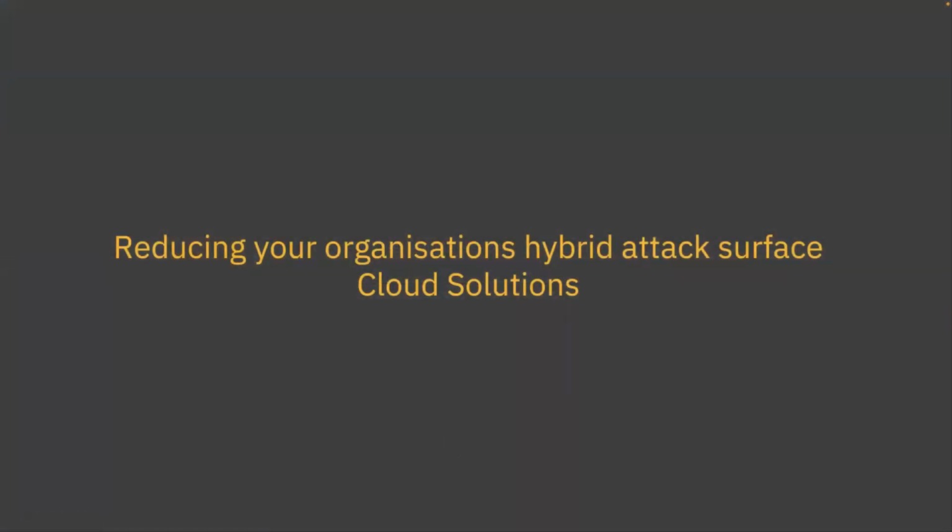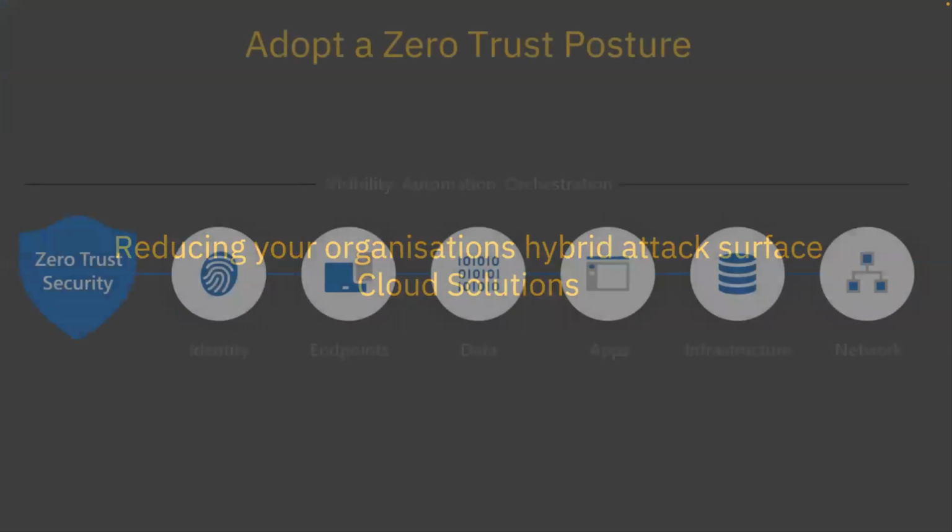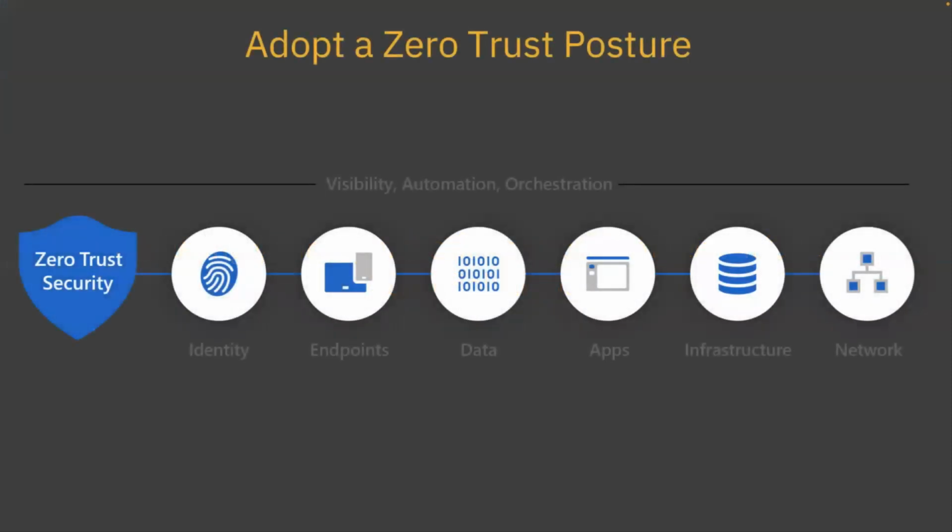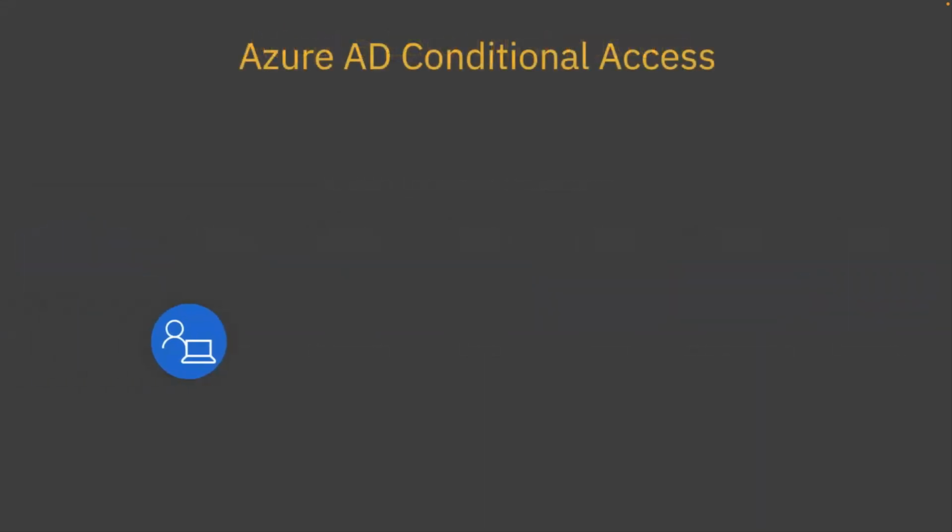Reducing your organization's attack surface. What can I do? So Microsoft's Zero Trust. Yes. So again, identity, secure your endpoints, secure your data, your apps, your infrastructure, your network. Okay. It's a new world. And you need to be able to secure all of these things.